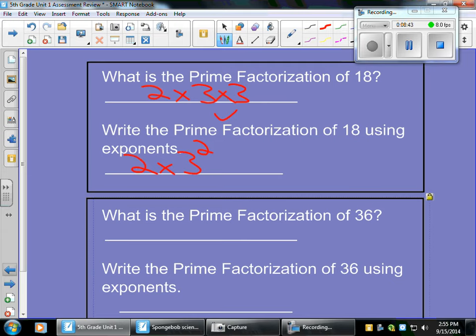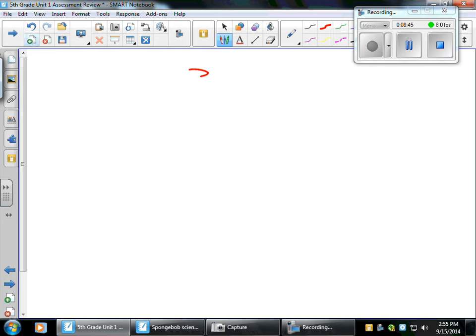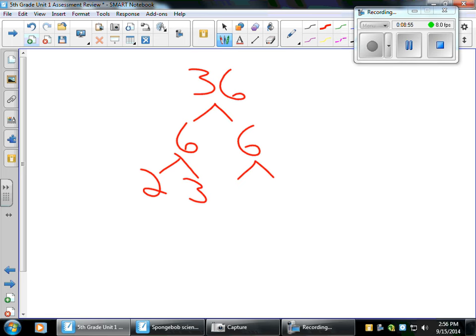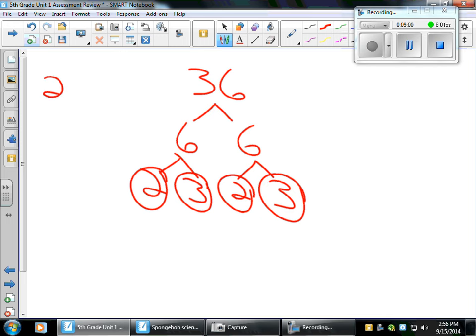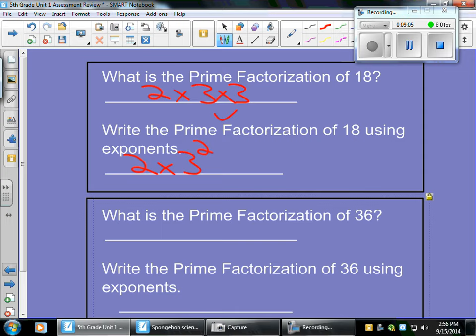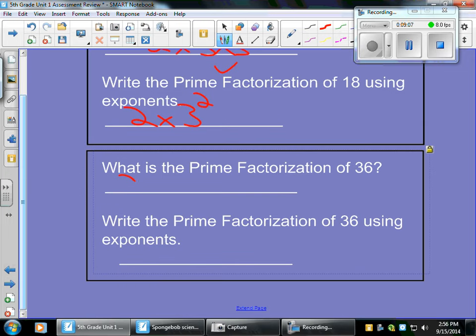What is the prime factorization of 36? Put a 36 here. Break it apart. Well, I know 6 times 6 equals 36. Neither of these are prime, so I have to break them apart again. 2 times 3, 2 times 3. These are prime numbers. Circle them up. So I'm going to go 2 times 2 times 3 times 3 is my prime factorization. Write these down. Write the prime factorization of 36 using exponents. 2 to the second power times 3 to the second power.